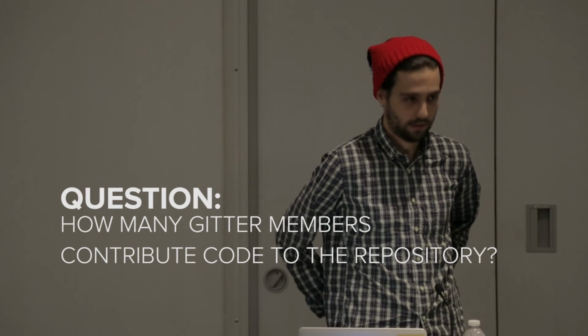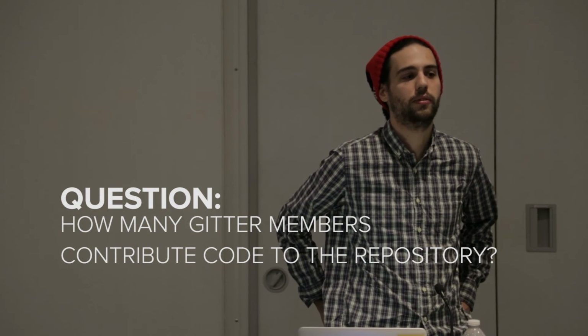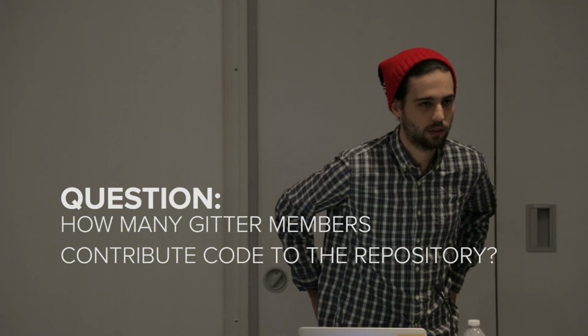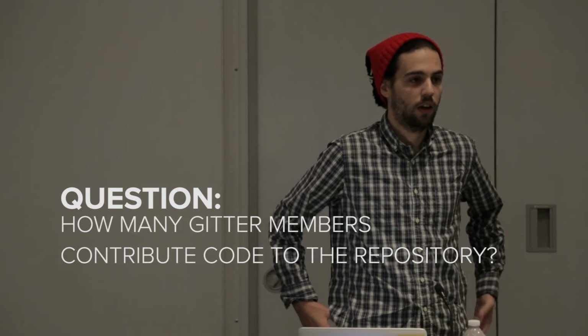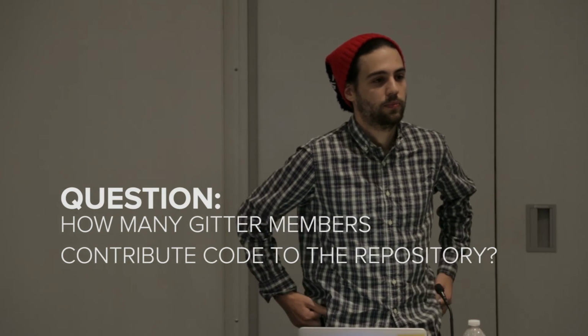I think you said there are 1,500 people now? Yeah, 1,500 people in the Gitter chat room. That's a huge amount of people. So how many of those are actually contributing code to the repository? That's a good question. I don't know how many contributors we're actually up to, but the last number that I saw, there's over 100 active people in the chat room every month.